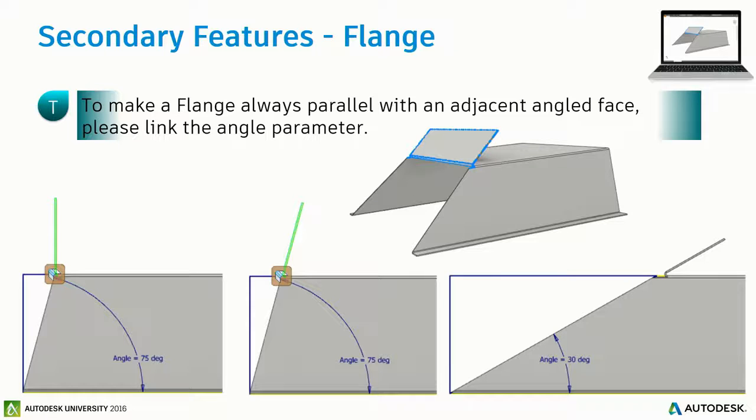So here is a tip for flange. Sometimes you want to create a flange that is parallel with the side face, but the angle is not easy to find if you flange from the top edge. So it's easy for you. Just create the angle as a parameter, and then you link this parameter in the flange angle. So anytime you change this angle, the flange will be updated associatively. So I can show this model.